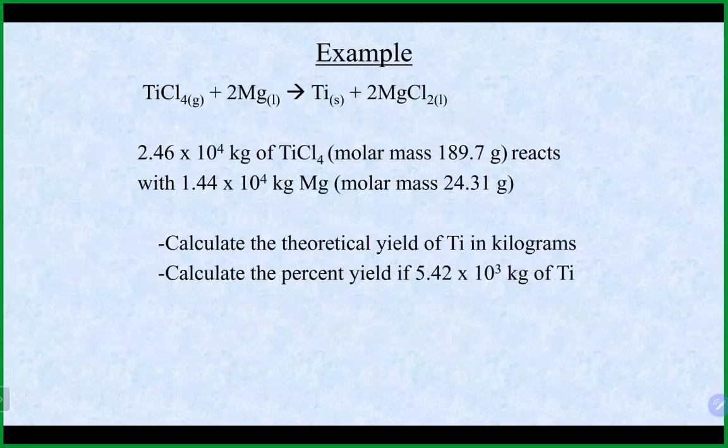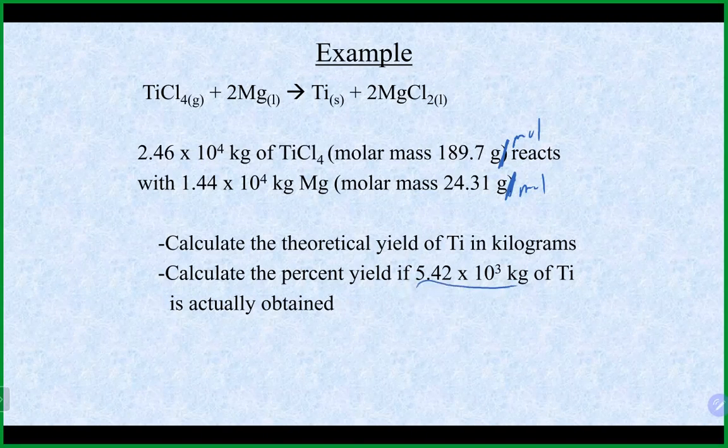All right, so why don't you give this a go here and see what you come up with. We take 2.46 times 10 to the 4 kilograms of TiCl4, molar mass from the periodic table, 189.7 grams per mole, and magnesium's molar mass, 24.31 grams per mole. What is the theoretical yield in kilograms? And if we produce 5.42 times 10 to the 3 kilograms of Ti, what is the percent yield? It takes a few minutes to do that. Remember, there are 1,000 grams in a kilogram.